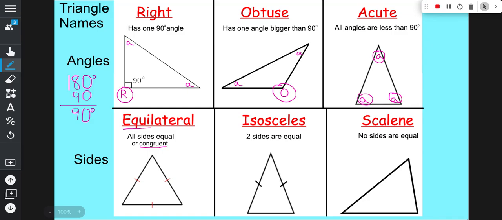The last type is called scalene. Scalene has no sides of equal length. All the sides are different measurements. So again, all triangles need to have a first name and a last name. And they can only have one angle name and they can only have one side name.